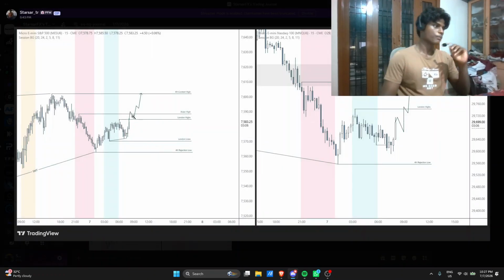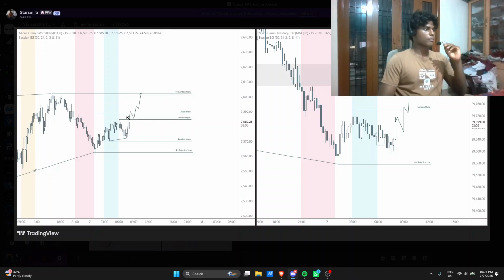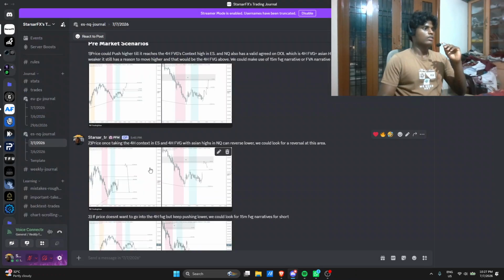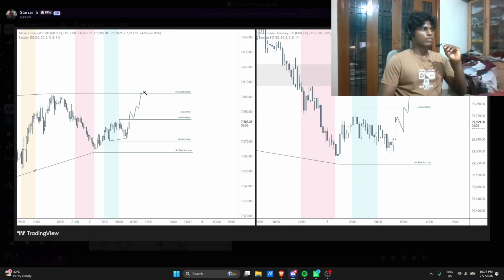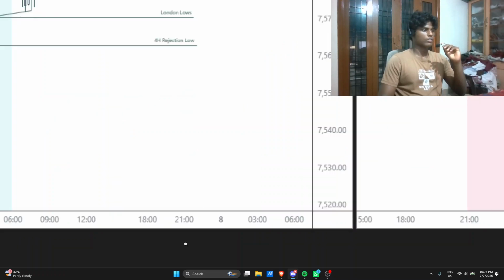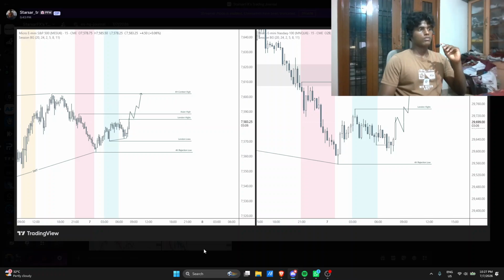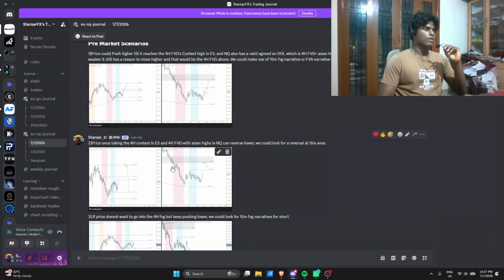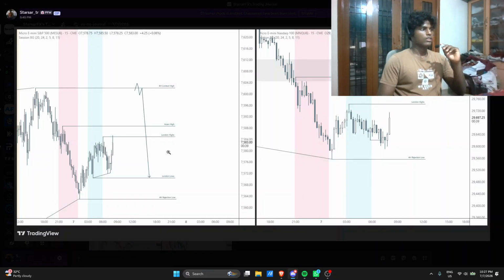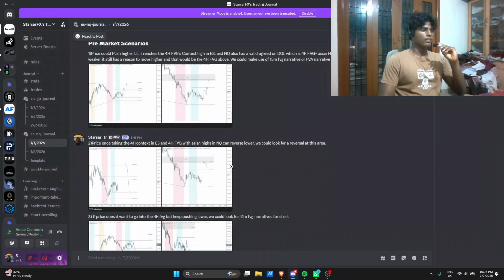Number one scenario: when I see price get comfortable above the London highs, we could look for the 4-hour context high to get taken. Okay, simple. The 4-hour context high is also a really good high because price was in 4-hour context before, so it made sense. The second one is trying to sell from that, because we will be tapping into the 4-hour fair value gap at that point in NQ, and at that time we could sweep this context high and push lower, which also looked like a really good scenario.